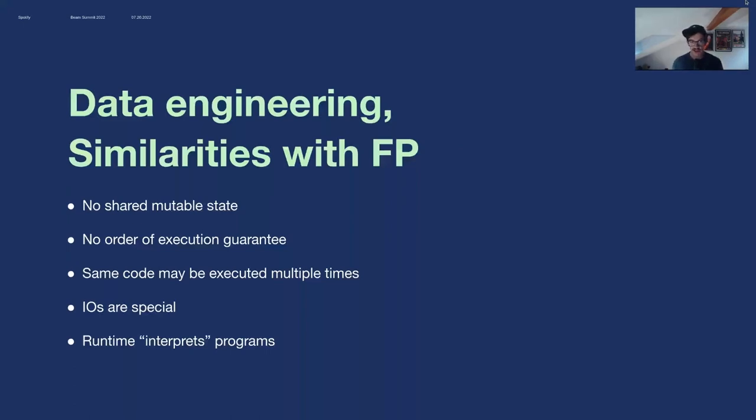Also, when you look at data engineering, it has more similarities with functional programming than object-oriented programming. So here are some points. Since we are executing in distributed mode, you have immutability by default, so you can't share mutable state. That's good because in functional programming, that's also the default. No order of execution, so everything is in parallel. Functions can actually be run in parallel. There's no problem in this. The same code may be executed multiple times, so we want to have idempotent things, so stateless functions basically.